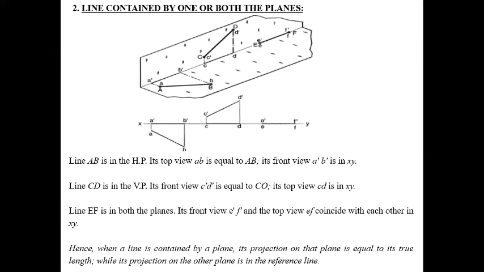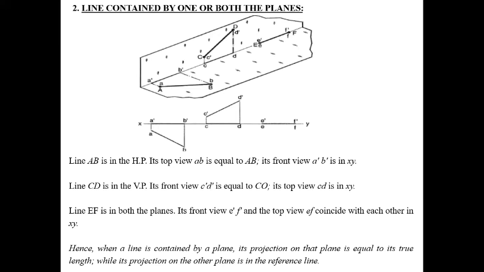Okay. Similarly, if the CD line is on the VP, then its top view is on the XY line and its front view is on the VP. So it will be the CD, and the arbitrary distance of C dash must be given, or if the distance is not given, you choose any arbitrary distance. And the line EF is on both the planes, so this will be a straight line on the same plane XY. So when a line is contained by a plane, its projection on that plane is equal to its true length.